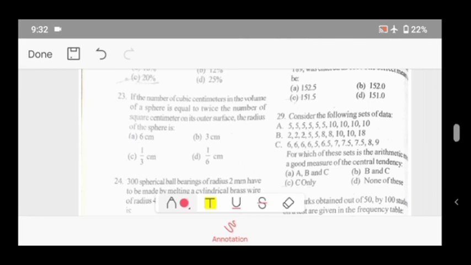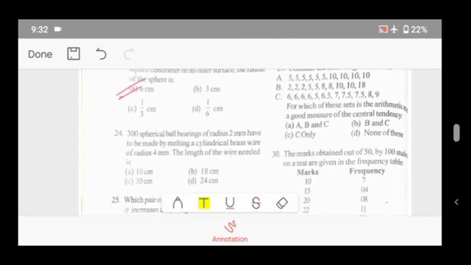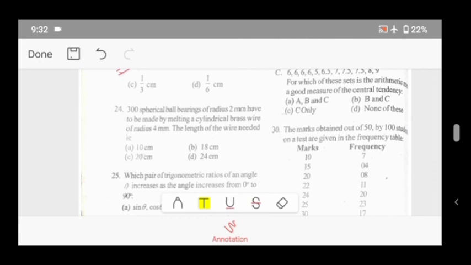So you have to know the volume and the surface. You have to find the radius of the sphere. So the answer will be A. Okay, the answer will be A1. Okay. Now 24: 300 spherical ball bearings of a given radius. Here also you have to find the length of the wire needed. So the answer will be C. Okay. The answer will be C.